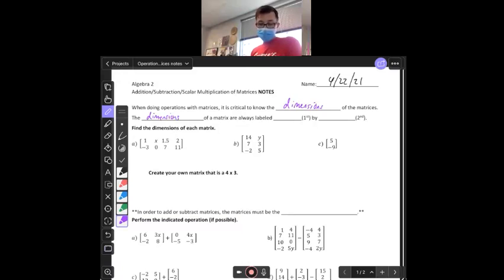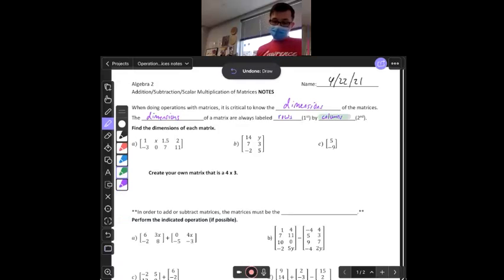The dimensions of a matrix are always labeled by rows first and columns second. Okay? So again, that's just been the agreed upon way to do that. If we all do it that same way, it just keeps everything clear. And for me, it's easier to think about what a column is because I know columns in buildings go up and down. So when I think about columns going up and down, then rows must be going the other way.